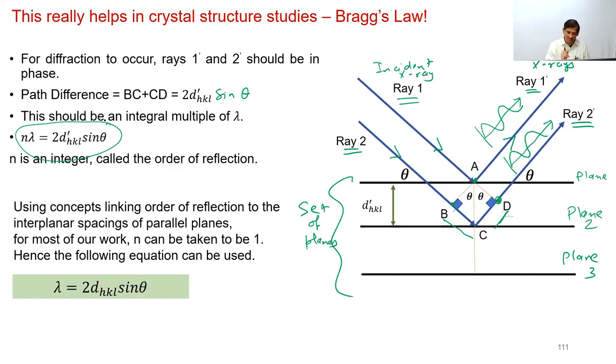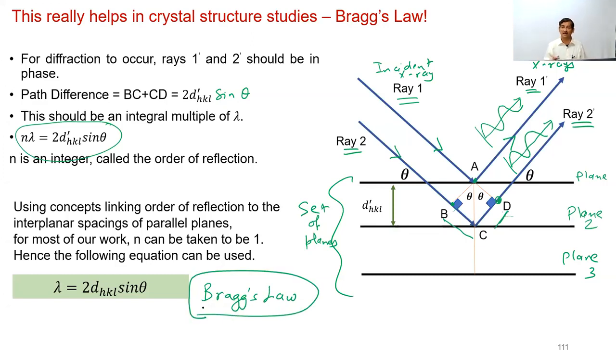So we can further simplify Bragg's law to the one shown here, highlighted in green: lambda equals 2 d HKL sine theta. If we have a set of planes HKL showing diffraction, then the interplanar spacing d HKL can be related to the diffraction angle theta and the wavelength of the incoming X-rays lambda by the simple relation known as Bragg's law. Lambda equals 2 d HKL sine theta.